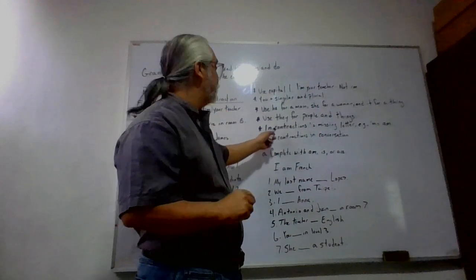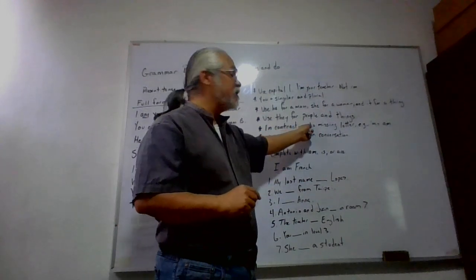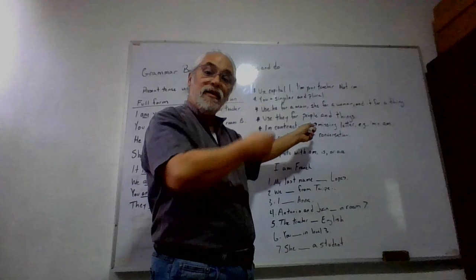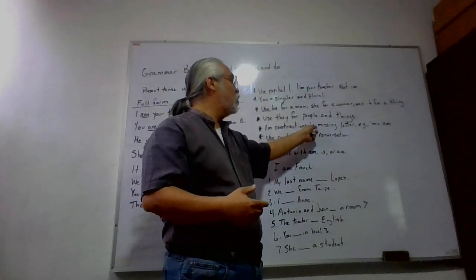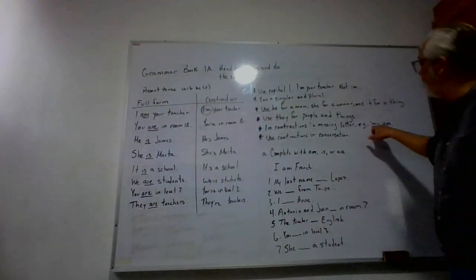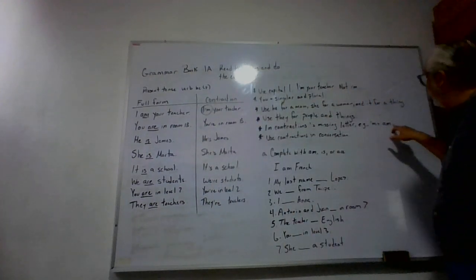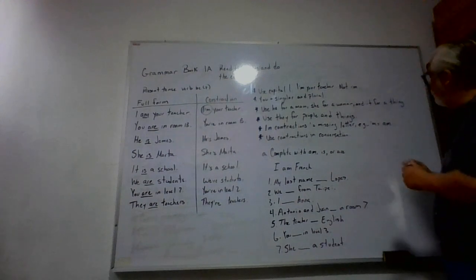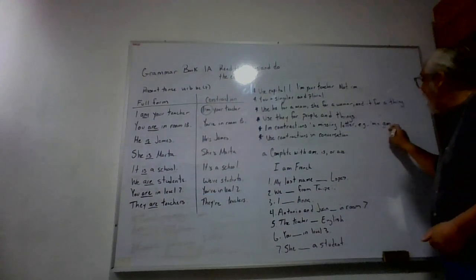Next point. In contractions, this apostrophe, the one we put into the contraction, equals a missing letter. For example, here we have the apostrophe M, and that takes the place of the A in am.